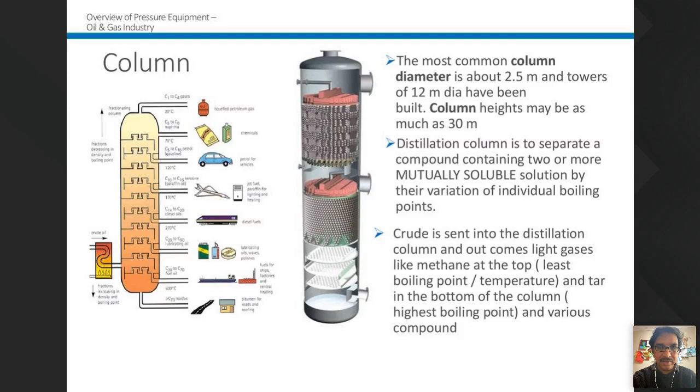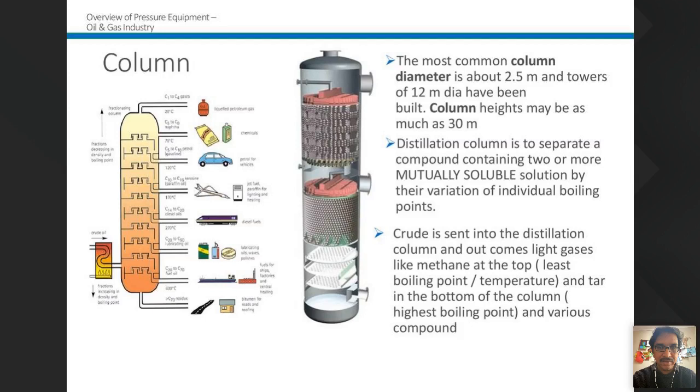At 70 degrees, you get lubricants. You keep heating at 120 or 150 degrees, you get petrol for cars. Further heating at 170 degrees, you get jet aviation fuel. As you increase the heat, you get different products. So this equipment is called a column. This is a very highly specialized equipment.